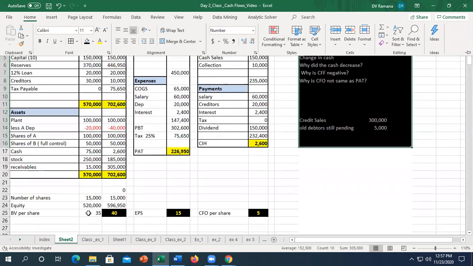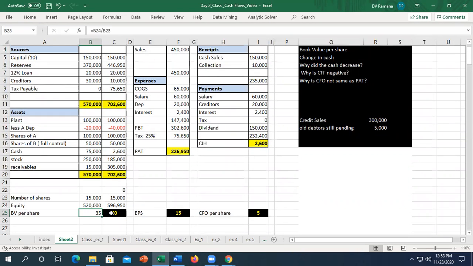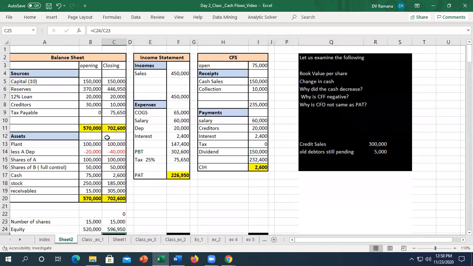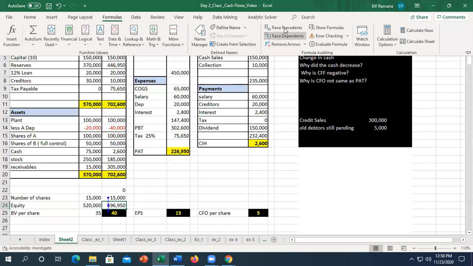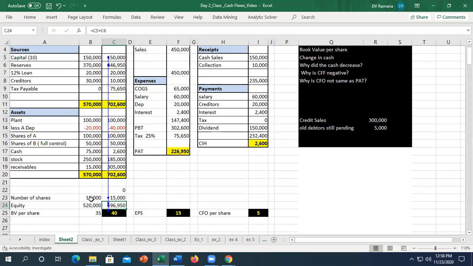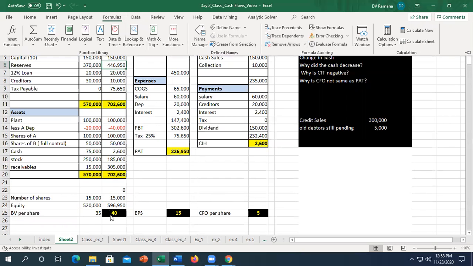And we can see that one by one, the book value per share was 35 and has become 40 by the end of the year. So how did the book value per share go up? The book value per share we know is equity divided by the number of shares. The number of shares is constant and the book value has gone up because of the equity. And equity has increased because the reserves have gone up, and the reserves have gone up because the part of the profit has been retained by the company. So the equity has increased from 35 to 40.